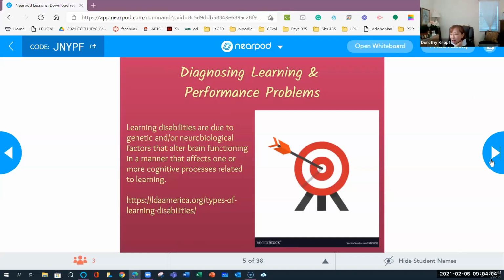All right. Diagnosing learning and performance problems. Learning disabilities are due to genetic and/or neurobiological factors that alter the brain functioning in a manner that affects one or more cognitive processes related to learning. So, like Marty said, speech problems, yes, that's also genetic and neurobiological. There's some connections there that don't quite help the student speak, even the stuttering part.